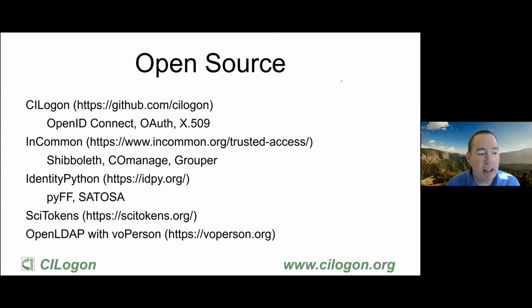And so some more details about those components that we build on. They're all open source. We've got some internal open source software, including our own OpenID Connect implementation. I already mentioned Shibboleth, COmanage, and Grouper. We also use components from Internet2, Python, PyKCS, and Satosa specifically. And SciTokens is other open source software for federated authorization tokens. And OpenLDAP is another important software component for us for enabling those applications that need attributes out of LDAP.